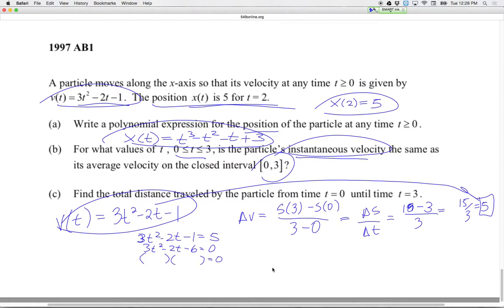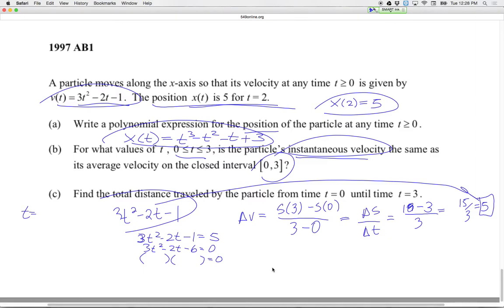All right, let me see. I'd use the Morse method. Negative 18, factors of negative 18. I went 3 times negative 6. Factors of negative 18 that add up to give you negative 2. Don't think so. Guess what I'm using then? Quadratic formula.